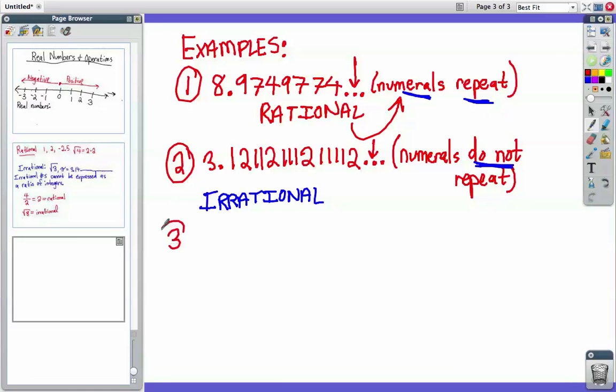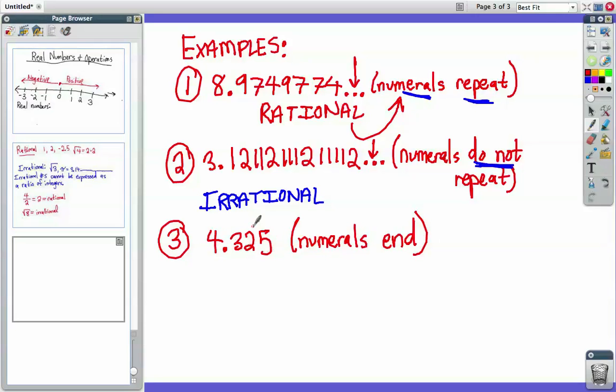Another example. Let's say, for instance, we have something like 4.325, and then the numerals end. So we have 4.325. Now they don't repeat here, but the numerals just end. It doesn't keep going on forever and ever. If the numerals end, in other words, the decimals don't keep going on forever, then the answer is rational. And it is rational because the numerals end.